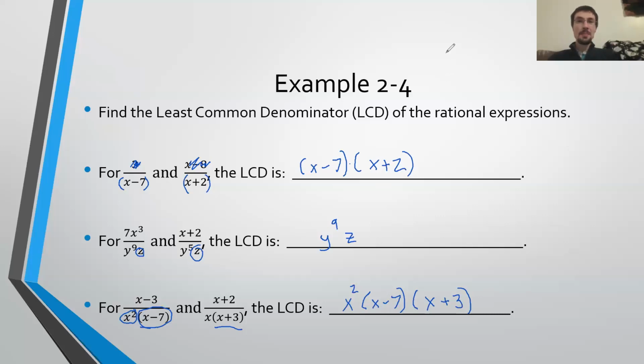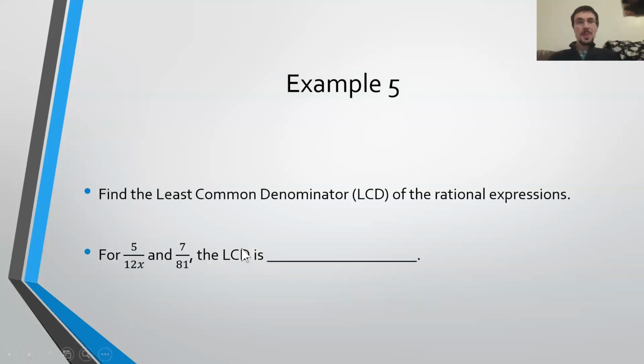Not too bad. Okay, we've got a few more examples here. Here it says, find the LCD of these rational expressions. Oh boy, now we've got numbers in the bottom. We've got a 12x in the bottom of the first fraction and an 81 in the bottom of the second fraction.